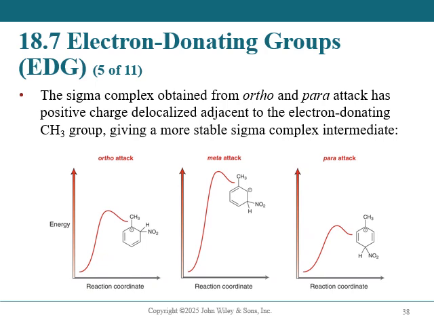The consequence is going to be that the energy barrier is going to be different between the ortho, the meta, and the para. The sigma complex obtained from the ortho and para attack has positive charge delocalized adjacent to the electron donating methyl group, which is what we just saw on the past slide, giving a more stable sigma complex intermediate. If you look at that meta attack, that activation energy is just ridiculous, right? It's very large. So even if it does happen, which it does to a very small extent, it'll be very slow. If you look at the para, the activation energy is much smaller, and if you look at the ortho, it's also much smaller than the meta attack.